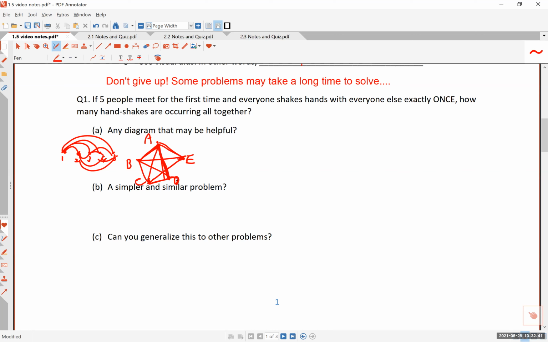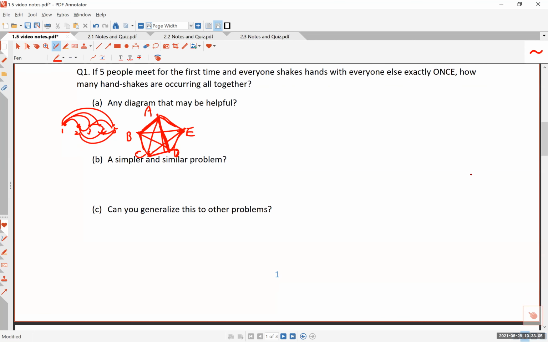Now D has already shaken hands with A, B, and C, so now D has to shake hands with E. Now E has shaken hands with everybody. That looks pretty good, right? All you have to do seems like counting the number of edges. Okay, and that's a good thing to do. We'll come back to that. Keep this in mind, okay? Because this looks like a good picture. Don't you agree? All right.